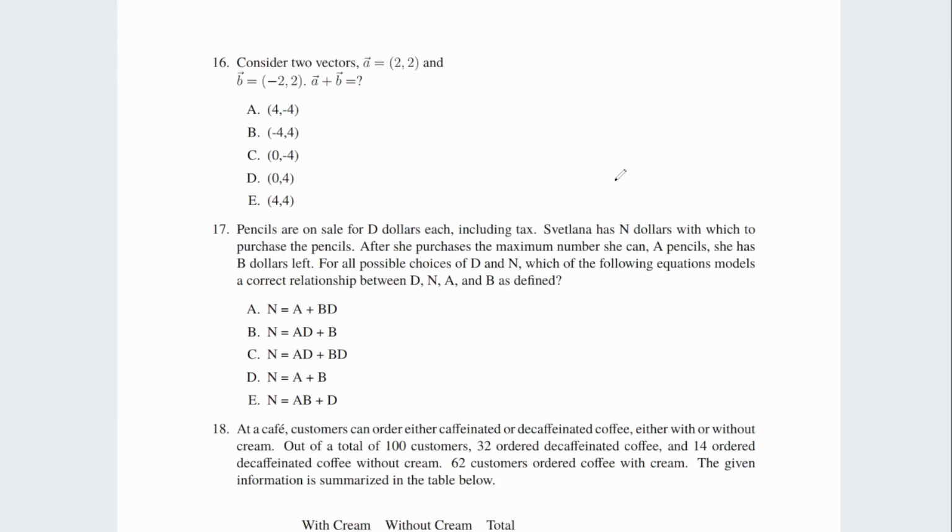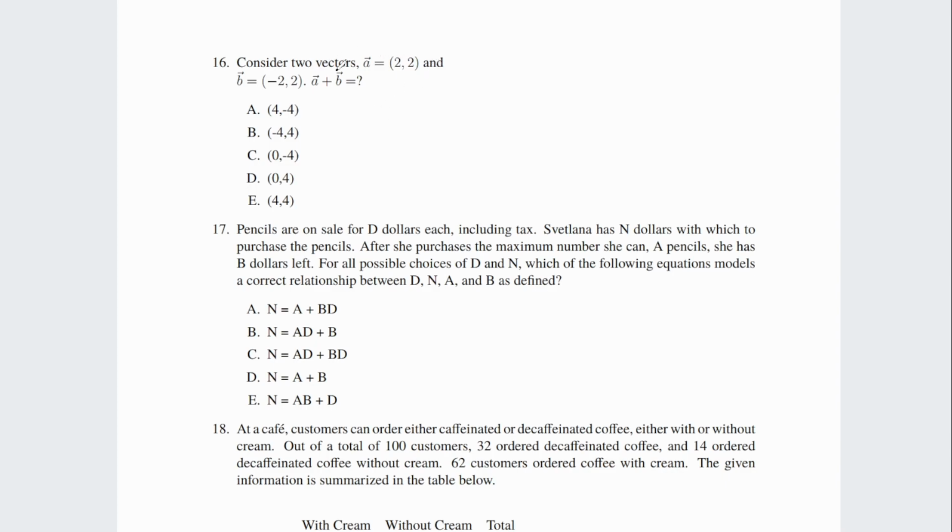Question 16 asks, consider two vectors, a = (2, 2) and b = (-2, 2). A plus b equals what? Now, if you don't know how to deal with vectors, this one's going to be tough. But the simple solution to this is that you can actually just add up the coordinates. This is a lot of fancy notation for something that becomes very complicated later on down the line, especially in college.